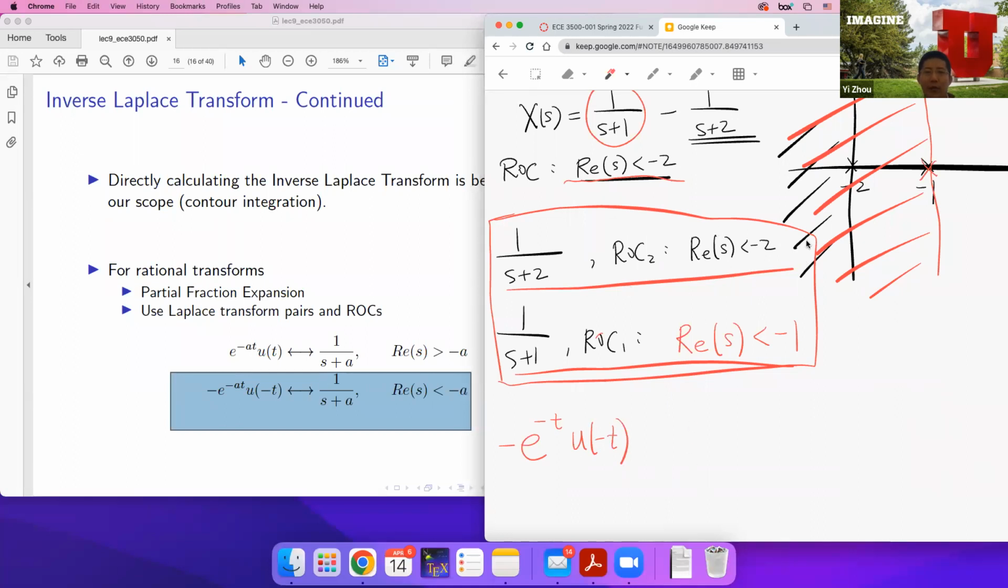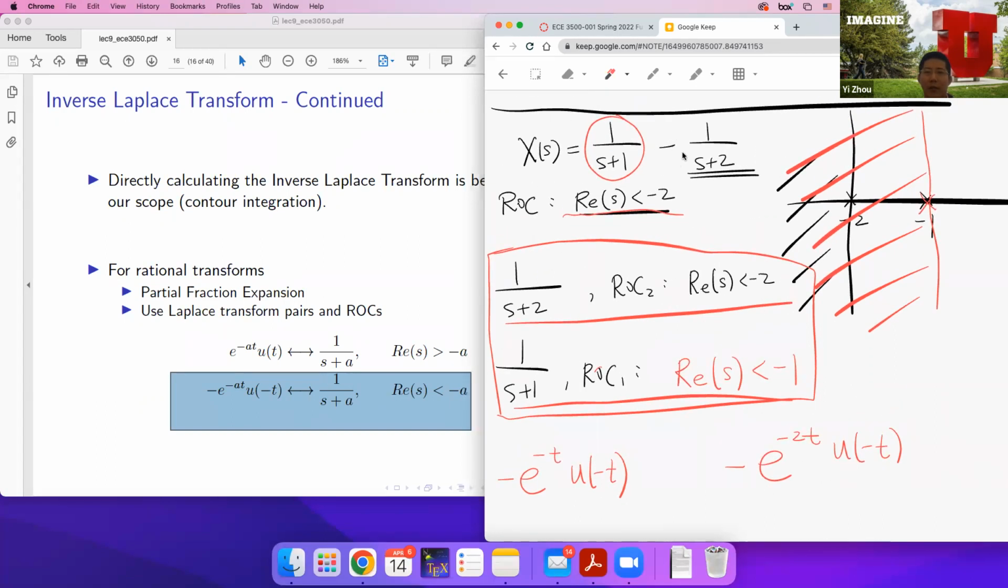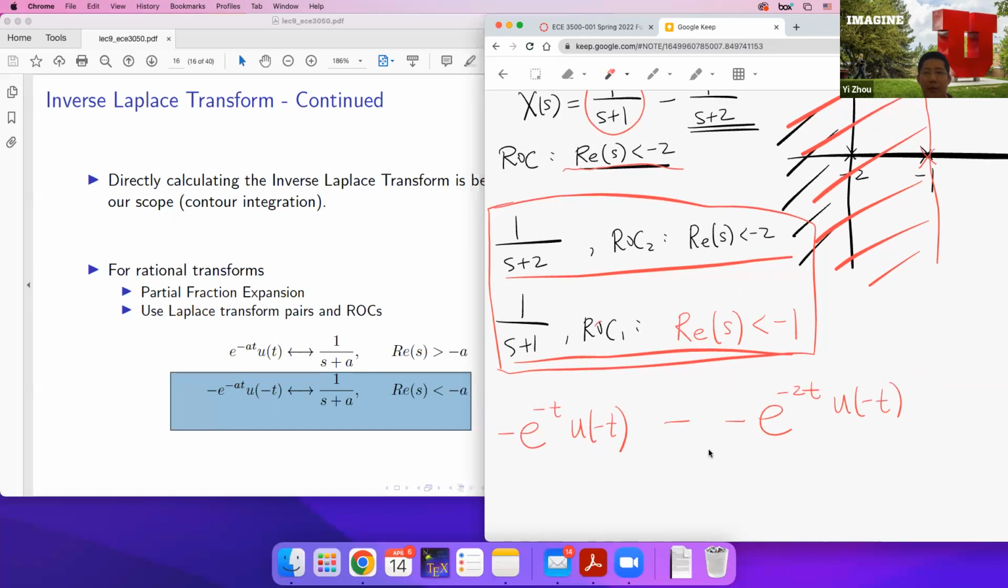And for the second Laplace transform, A equals 2. So going back, the signal is negative e to the power of negative 2t u negative t. And then there's a minus sign in between, so we just add another minus, and these two cancel out. So we get a plus. So this is the final signal. And you can see that this is a left-sided signal.